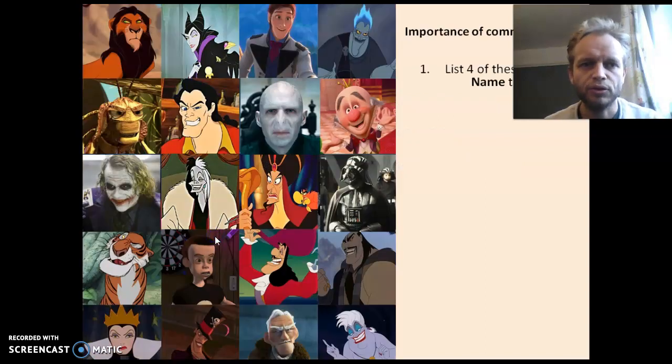Okay, so we're talking through villains today and thinking about command words and the importance of those command words. We listed 4 villains, so many of you were able to just talk through and mention those villains. As I said, when we list, we don't need to give any extra details. We don't need to say what they look like. We don't need to explain why they're villains. We just need to say, in this case, list 4 of the villains. So we just name them. Okay, so Scar, Maleficent, Joker, and so on.